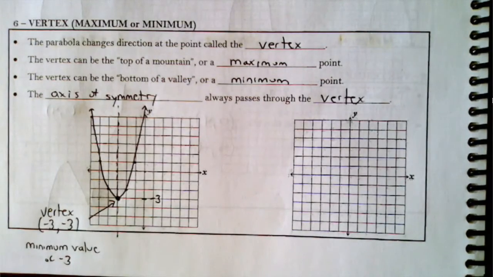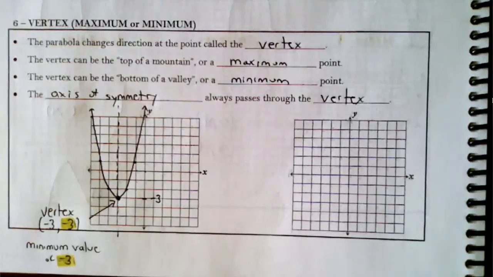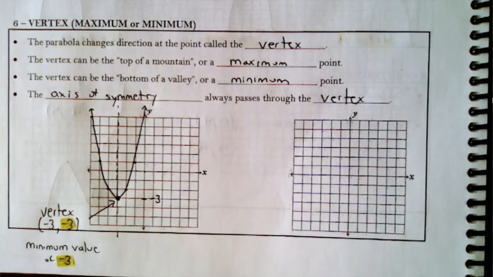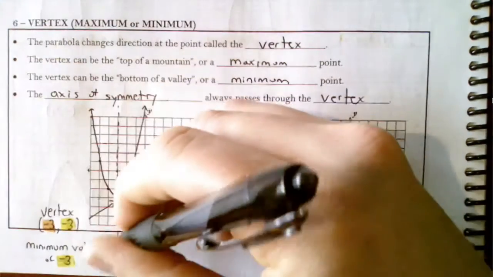The minimum value will always come from the second part of the vertex. The first part of the vertex will be your axis of symmetry.